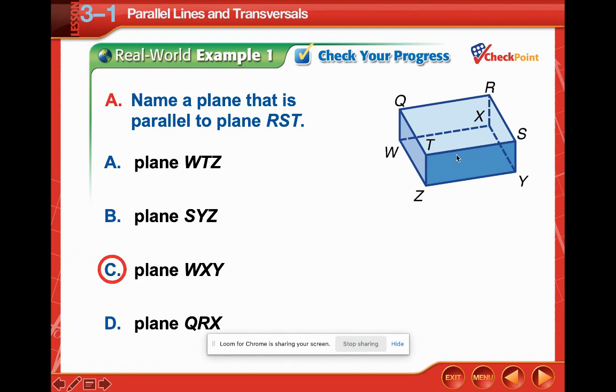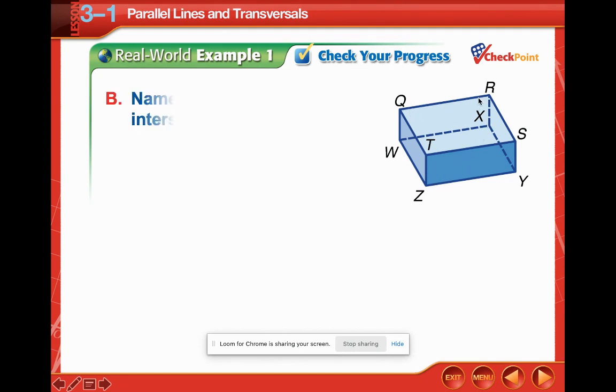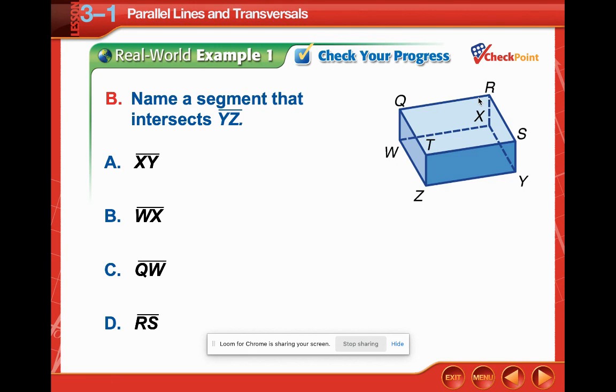Plane WTZ intersects right here at line QT. SYZ intersects right here at ST. WXY does not intersect because one's the top, the other one's the bottom. And then QRX intersects right here at line QR. Same thing. Take a second, pause if you need to, check your notes, figure it out.